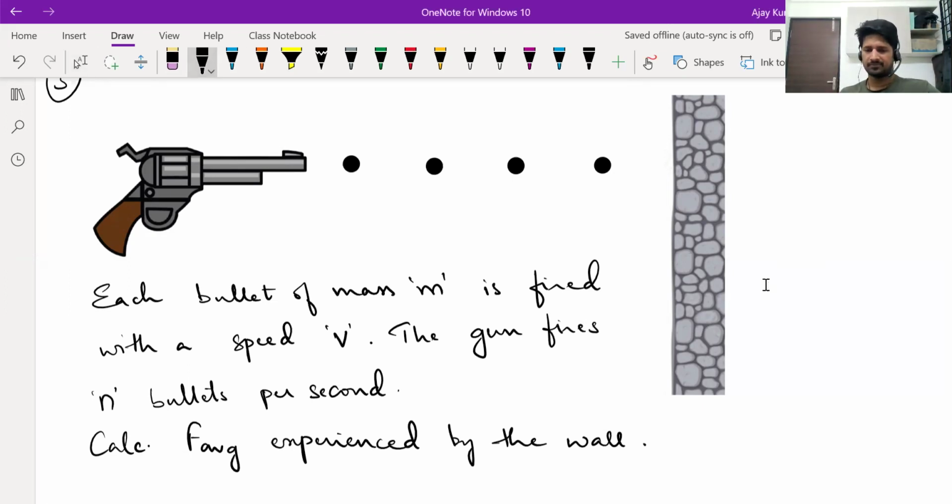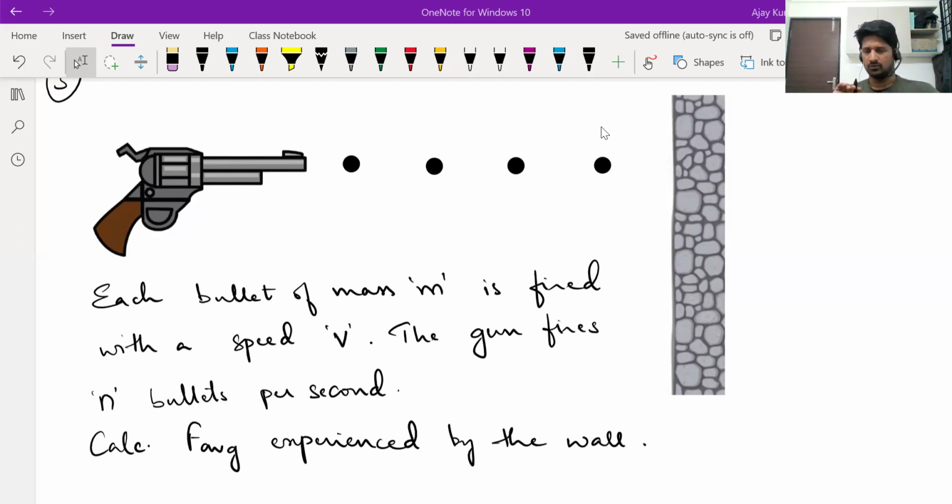Listen, all of you. We want to find out the average force experienced by the wall. Now, what exerts force on the wall? The bullet that hits the wall exerts force on it. However much force one bullet exerts, the same force all the bullets are going to exert, because they are all fired with the same speed, they all have the same mass, and they are fired at regular intervals. So, do you all agree with this or not? Will all the bullets exert the same force on the wall or not?